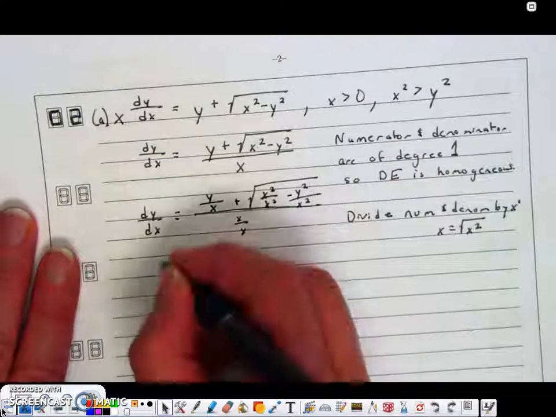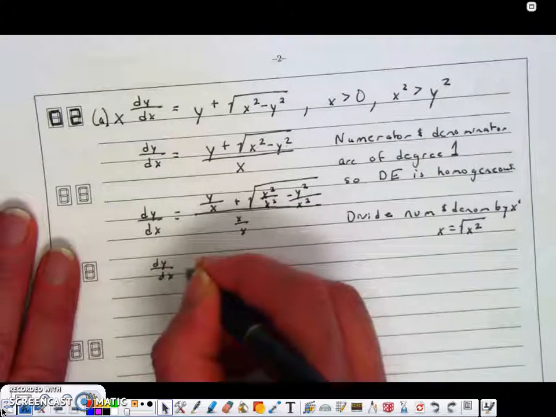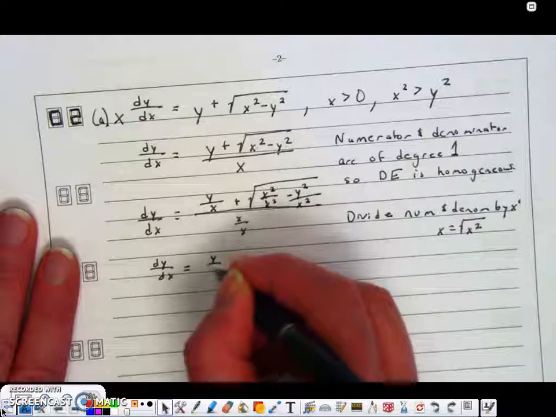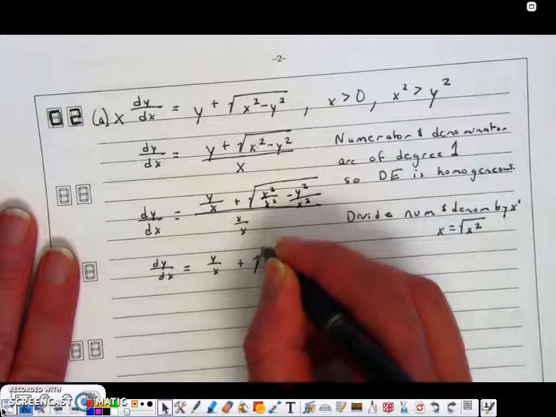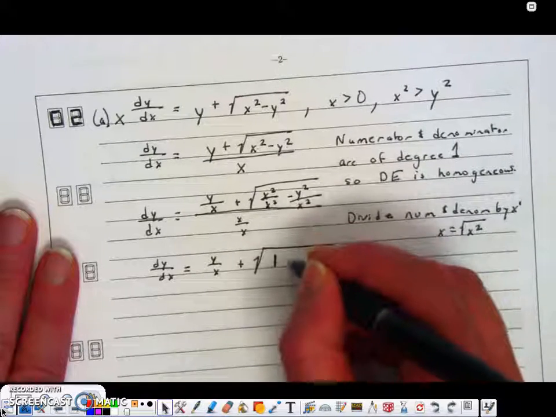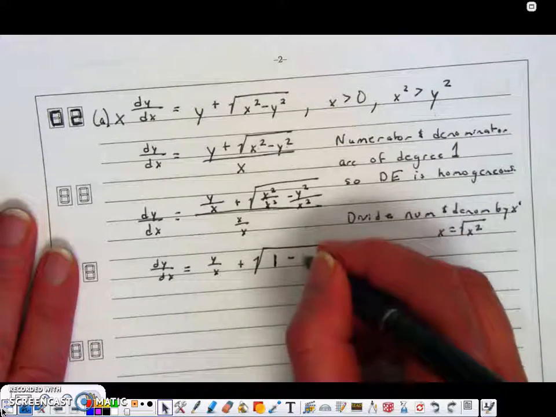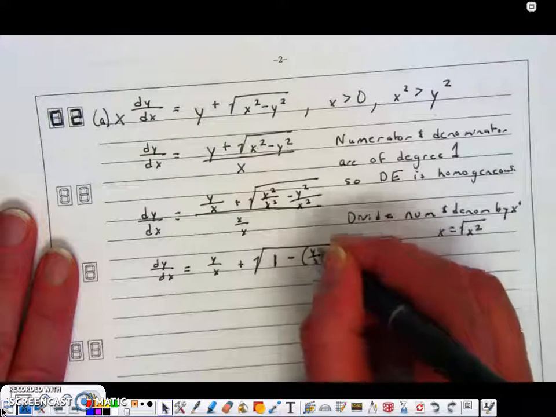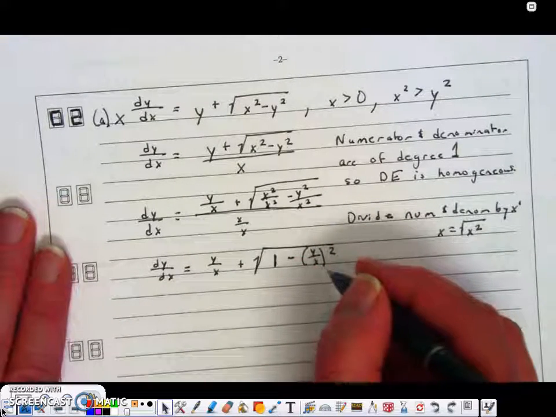And so we'll simplify that. We'd have dy/dx equals y over x plus the square root of, this is x squared over x squared, which is just 1. This, I'm going to go ahead and write as y over x quantity squared. And x over x is just 1.